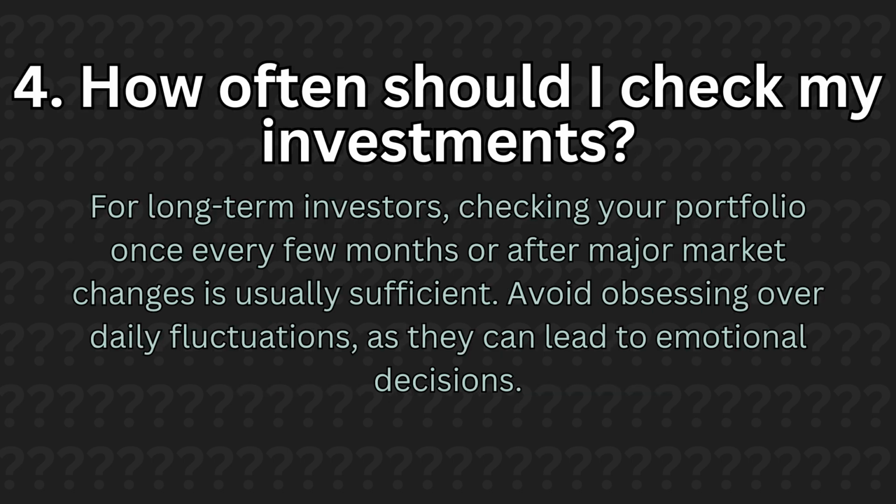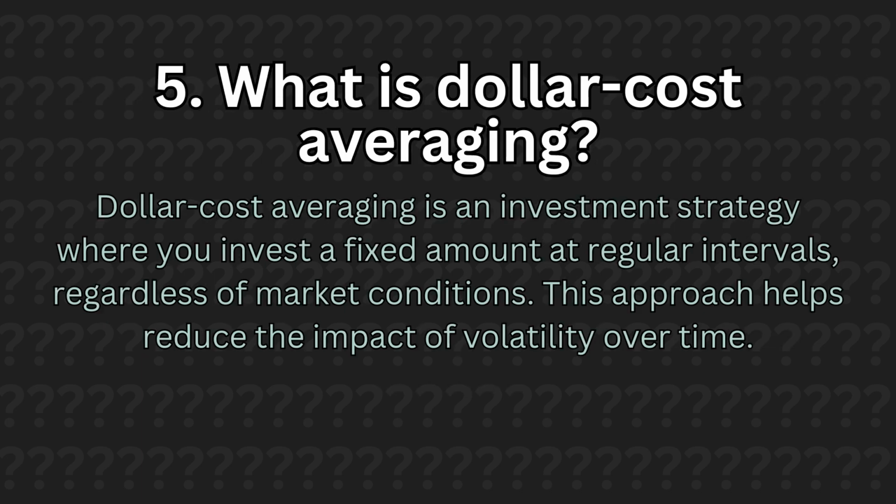Number 4, how often should I check my investments? For long-term investors, checking your portfolio once every few months or after major market changes is usually sufficient. Avoid obsessing over the daily fluctuations as they can lead to emotional decisions. Number 5, what is dollar cost averaging? Dollar cost averaging is an investment strategy where you invest a fixed amount at regular intervals regardless of the market conditions. This approach helps reduce the impact of volatility over time.